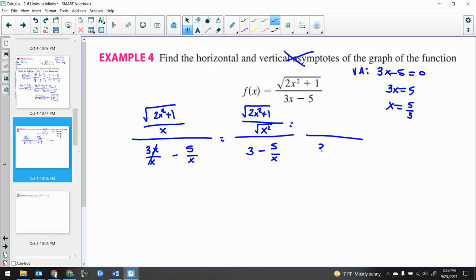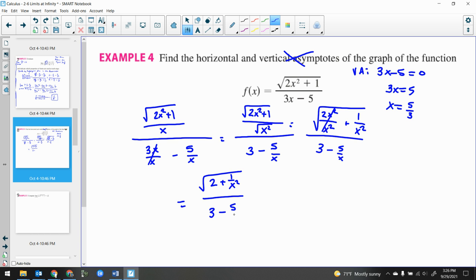Now, how does that help us? Well, this is still 3 minus 5 over x. I can now take the big hat and take 2x squared over x squared plus 1 over x squared. I can now distribute that x squared to both of those pieces and put it inside. Okay, so that means I've got the square root of 2 plus, because that will cancel, 1 over x squared, over 3 minus 5 over x. And what I want to do here is erase this equal sign. To find a horizontal asymptote, I'm going to make the limit go to infinity of this thing.